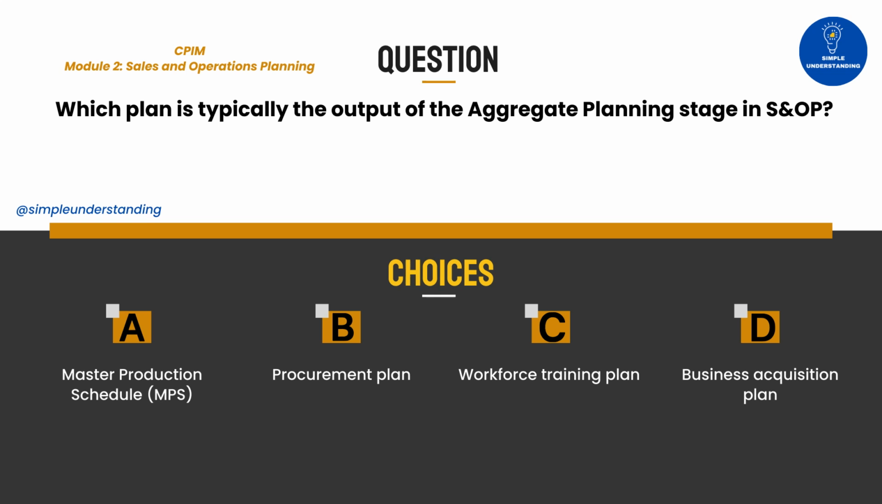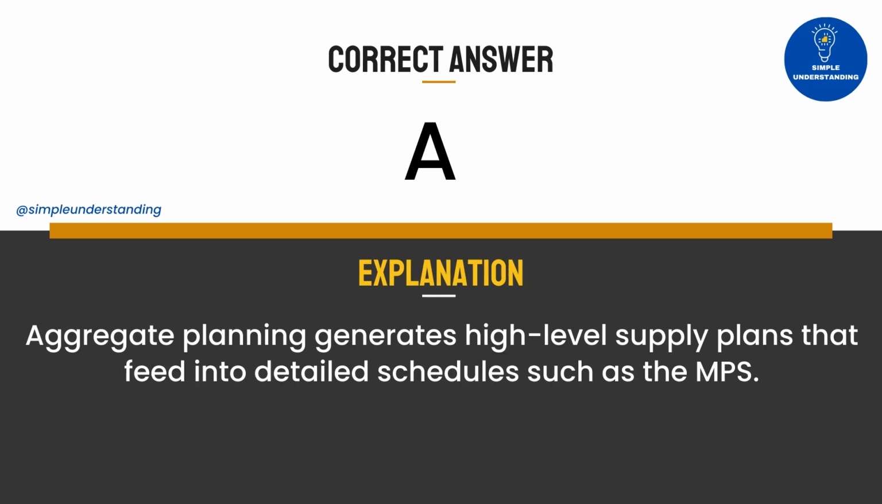Question 5. Which plan is typically the output of the aggregate planning stage in S&OP? A. Master Production Schedule, MPS. B. Procurement Plan. C. Workforce Training Plan. D. Business Acquisition Plan. Correct answer, A. Explanation. Aggregate planning generates high-level supply plans that feed into detailed schedules, such as the MPS.